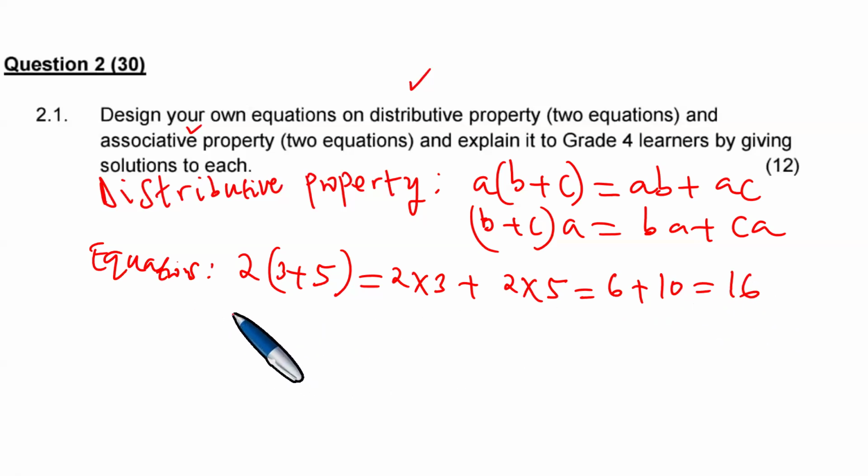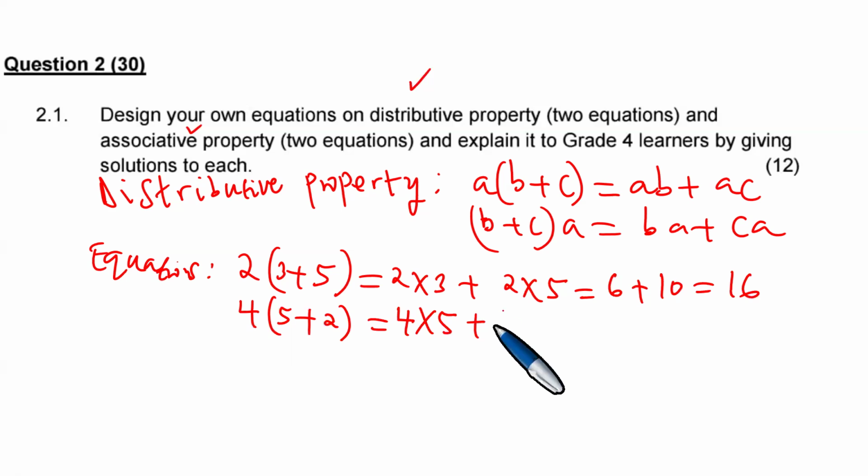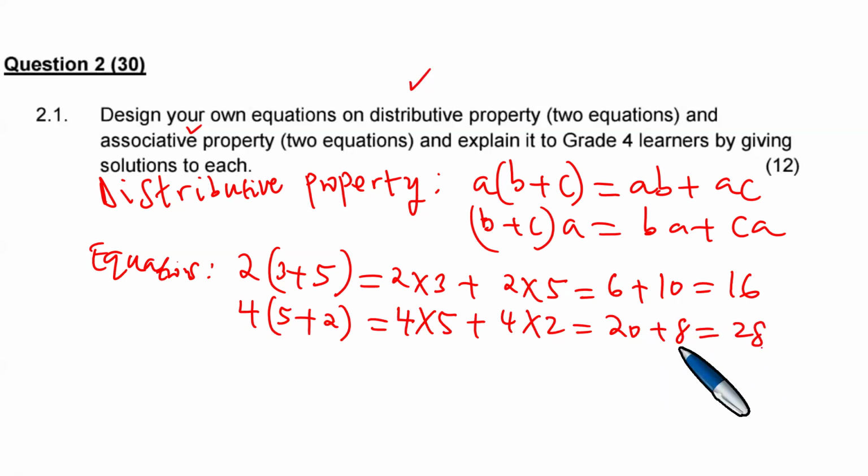So now we obviously can give another one because we need to give 2 of them. We can give 4 times (5 plus 2), and then you have 4 by 5 plus 4 by 2. What is 4 by 5? 20. And 4 by 2 is 8, so 28 is the result. You agree? All right. Okay.